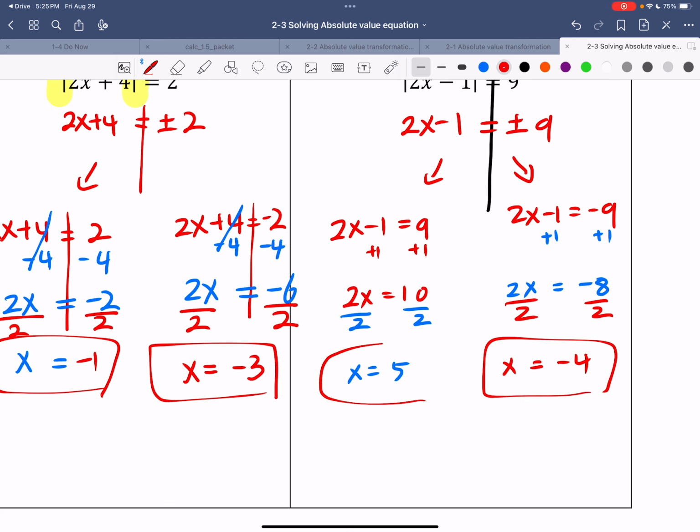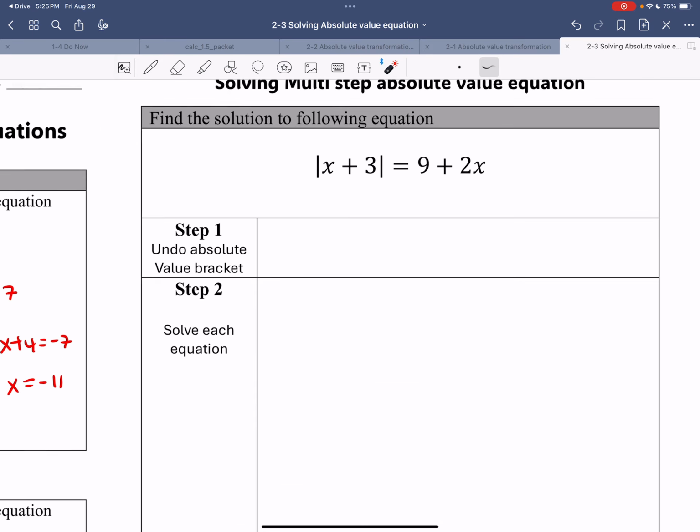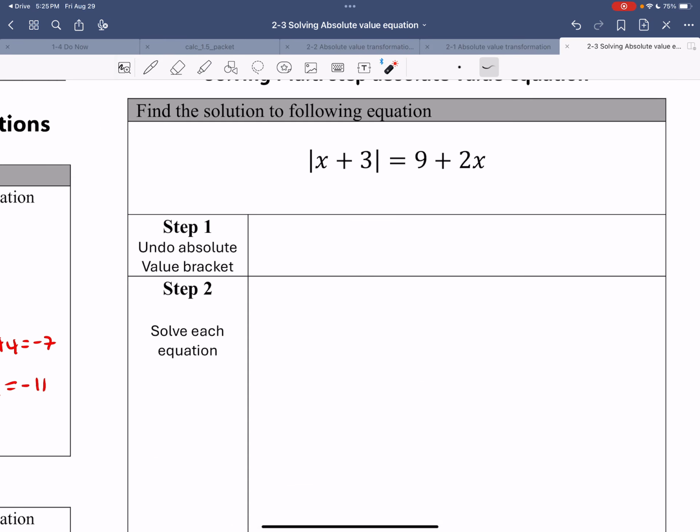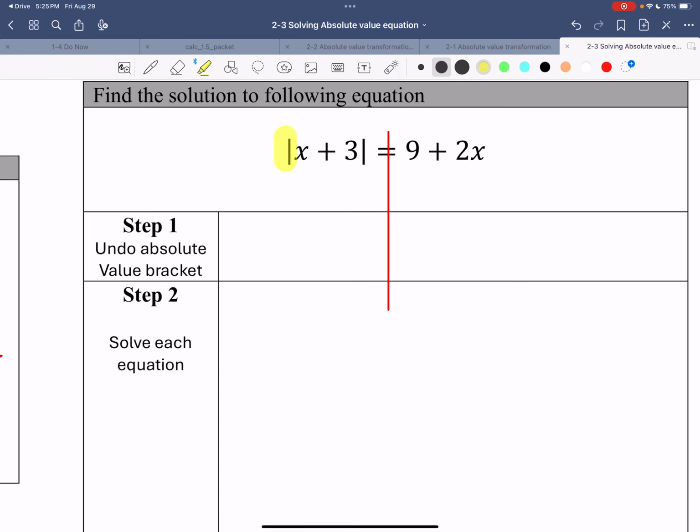That's it. So these are the basic absolute value equation processes. Now, what if you have some complicated one, which means you have x on both sides? Things are going to be slightly different. It's the same thing, just you have more steps to do. So step number 1 is very simple. You're going to undo this absolute value bracket, which means you will have x plus 3 on your left side.